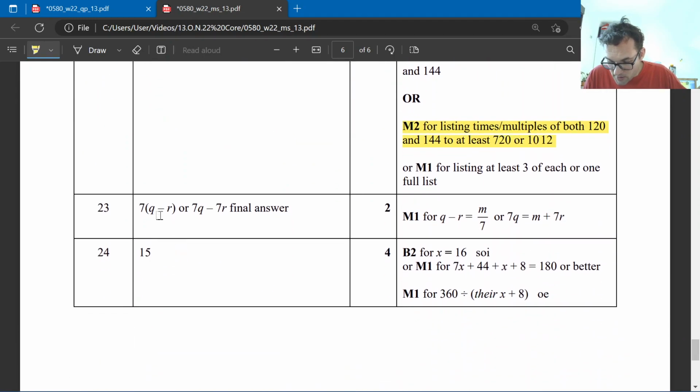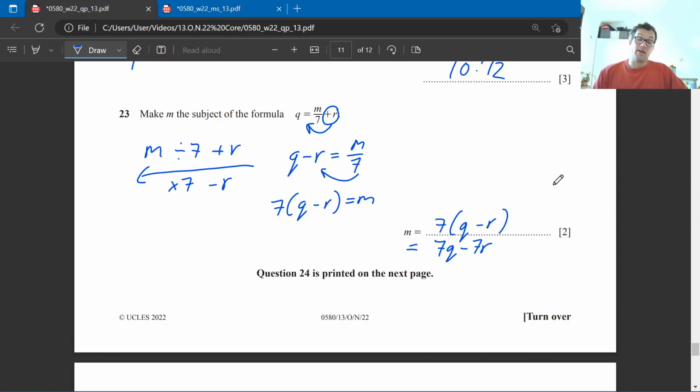Okay, so let's have a look. Yeah, see? Either 7 bracket q minus r or expanded brackets. Okay, 1 mark for subtracting the r. Okay, and this is another complicated method which I'm not going to go into. But there you go. So remember, whatever you move first is the furthest away from the letter you want.